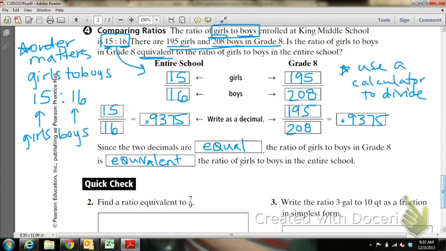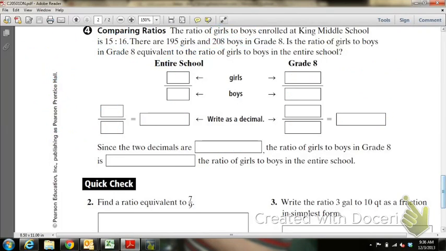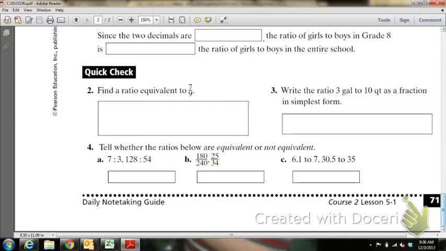All right, so now you're going to try the quick checks. Pause the video if you need to fill that in before moving on. But in the quick checks, in quick check 2, you're just going to find any ratio that's equivalent to 7/9. So since you can't reduce 7/9, you can multiply the top and bottom by any number you want and come up with an equivalent fraction.